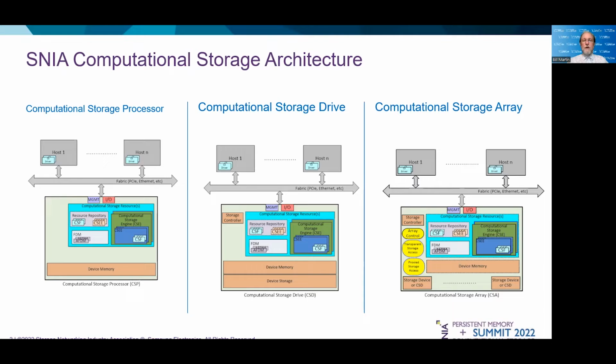The next of these is computational storage drive. The computational storage drive is like the processor, but it has device storage on the computational storage drive. So it has computation and it has device storage all within a single system. The third is the computational storage array. The computational storage array is similar to the drive, except it has multiple storage devices connected to it, and it has an array controller to present all of those devices as if they are a single device to the host.